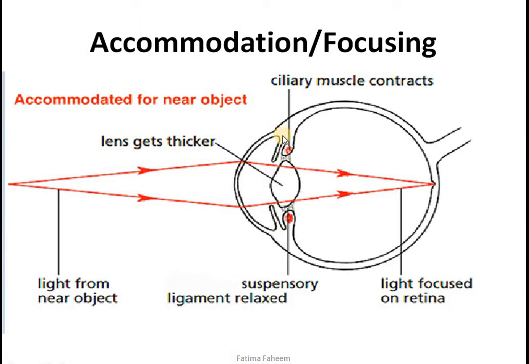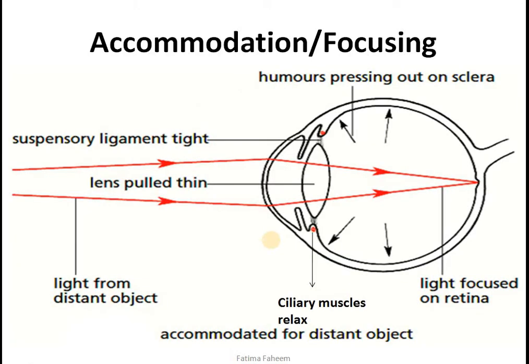But what's the mechanism behind it, how it is done? The lens, if you see here, is becoming fatter. It is thicker compared to the previous slide that I showed you. Ciliary muscles are contracting here and suspensory ligaments are being relaxed. So you see all these two things which are happening side by side are opposite to what happened in accommodation for distant object. The lens was becoming thinner and flatter. Ciliary muscles were relaxing and suspensory ligaments were tightened.